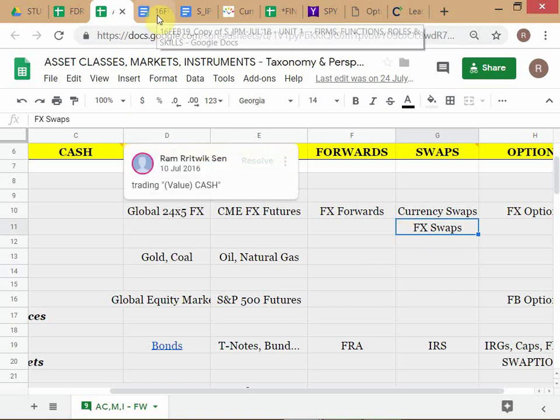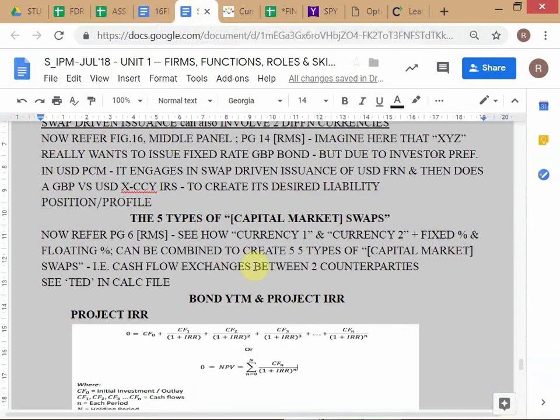But right now what I'm covering with you guys is this concept of the, what do you call, capital market swap. Okay, now in the industry, I just want to cover, there are 5 types of these. Okay, so I just want to quickly go through, it's very simple to understand.